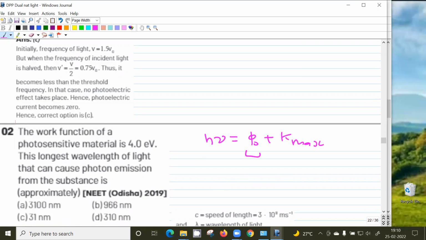Work function. So you have to find nu min. That is same as nu naught. So the work function is 4 electron volts. Because when nu is nu min, that is same as nu naught, K max will be 0.